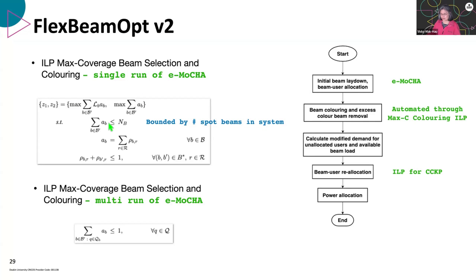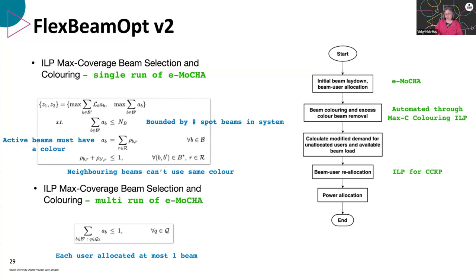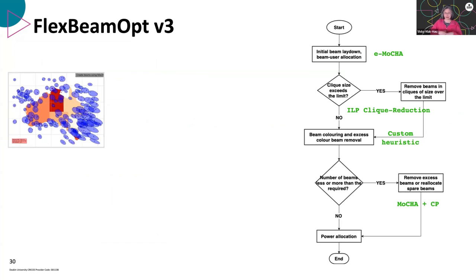Then we solve this integer linear programming problem to choose 200 out of the 375 beams, the ones that give you the best demand. And then the next two constraints are to do with colors. As I said before, neighboring beams cannot be used in the same color. And then if we run eMARCA multiple times, we will have a user being covered by multiple candidate beams. Then we're going to add this constraint to make sure that each user will only be routed to at most one beam. And then we also have FlexBeamOpt version 3, which is a heuristic algorithm.